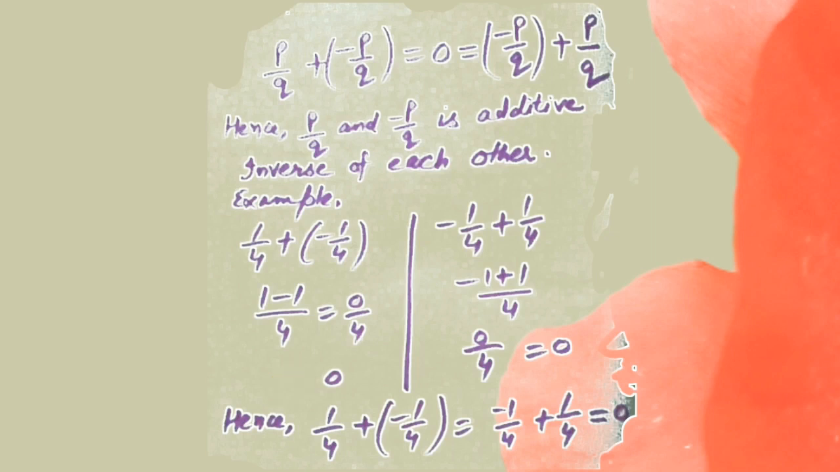And if I add the additive inverse and the number, then also I get 0. The LCM is 4, minus 1 plus 1. It will be 0. 0 by 4 is equal to 0. This means the additive inverse: 1 by 4 plus minus 1 by 4 equals minus 1 by 4 plus 1 by 4 equals 0.